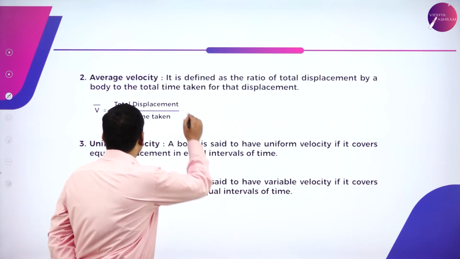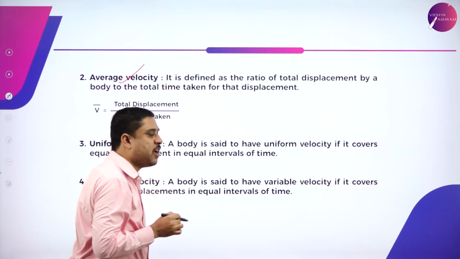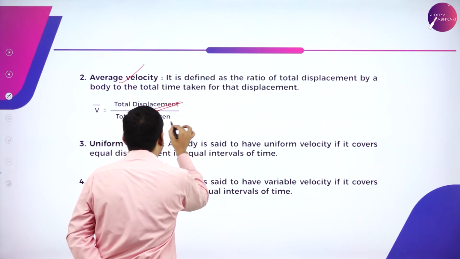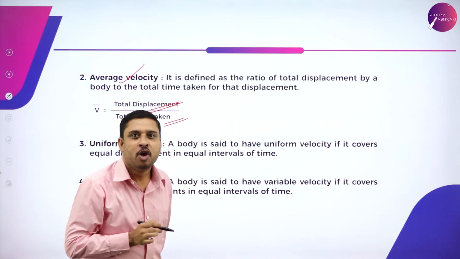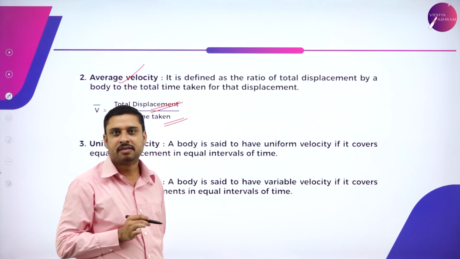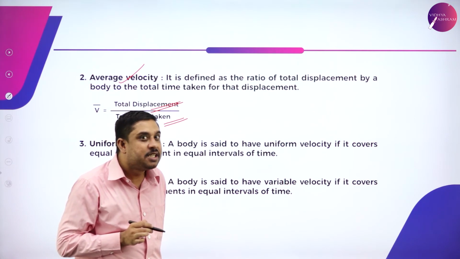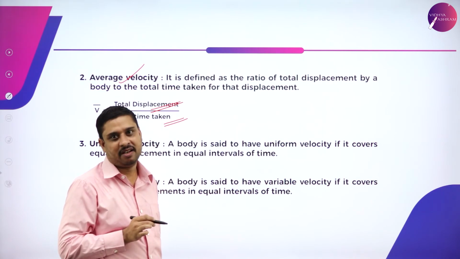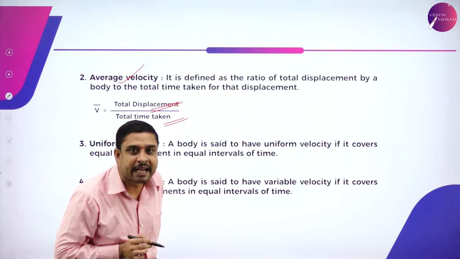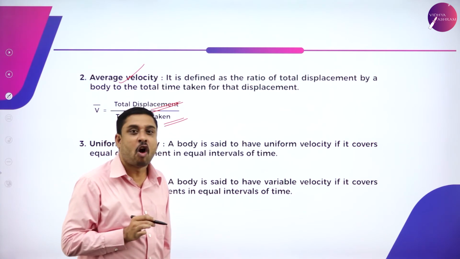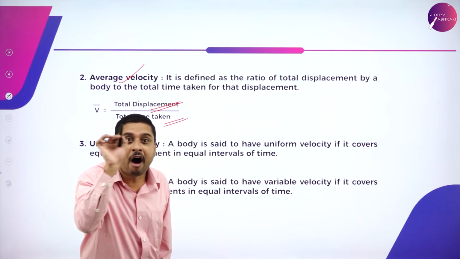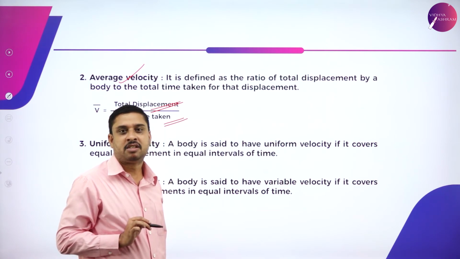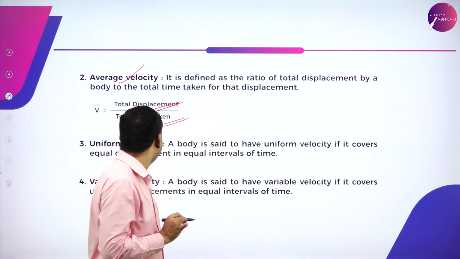Fine. Now what is average velocity? It has to be total displacement divided by total time taken. Average speed, what was it? Total distance traveled by total time taken. Average velocity, what will it be? V bar, average velocity, total displacement divided by total time taken.